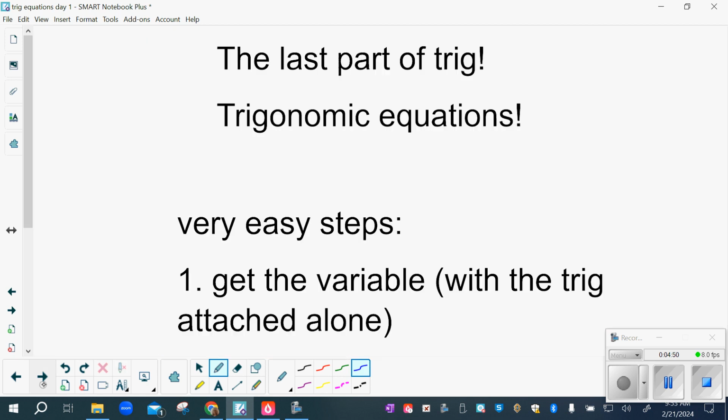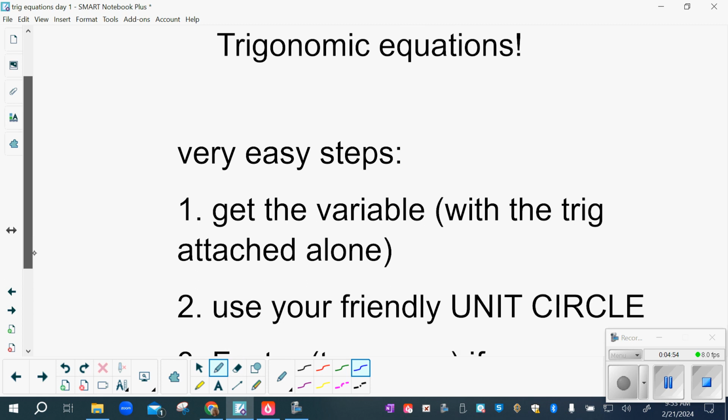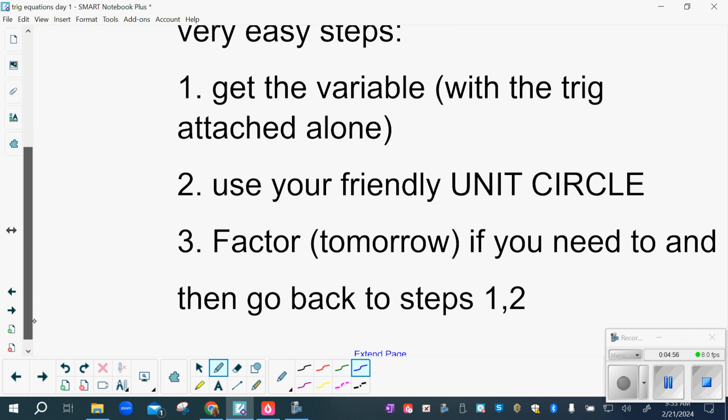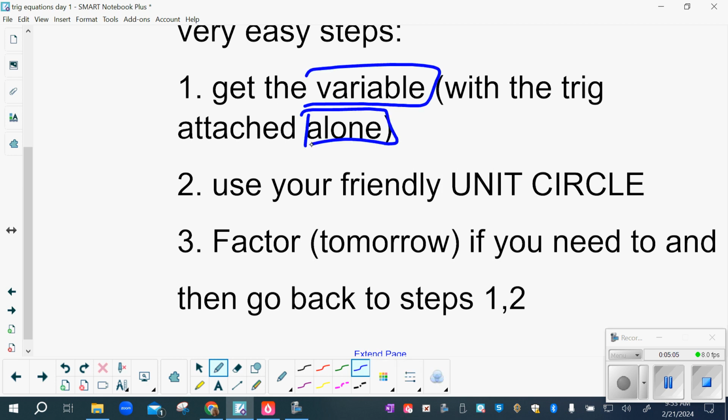Here we go. Here's what we're doing. You don't have to write this down. It's very easy to solve trig equations. Number 1, get the variable alone with the trig guy. We want him to be alone. Next, we're going to use our friendly unit circle to look up the actual answer. And then finally tomorrow, we're going to even use a little bit of factoring. But wait till you do it.